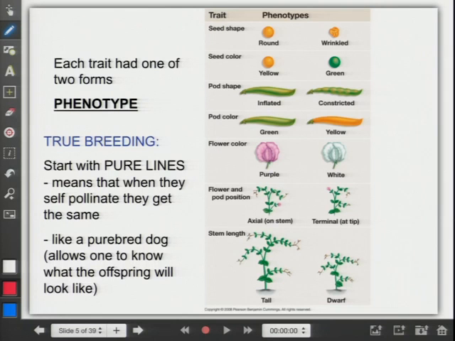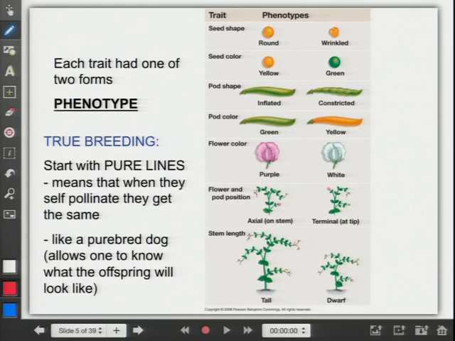When he did the short guys, short on short always gave you short. You never got a tall out of that. So you did it for several generations just to be sure a tall never popped back out, and then said, okay, that plant is true breeding. So we know this is homozygous short. Only has the particulate matter that causes short. So that's how he could then do his experiments across the tall and the short, because he knew the tall were pure tall and the short were pure short. So he had an idea of what particles, what genes, what alleles were in those two plants.